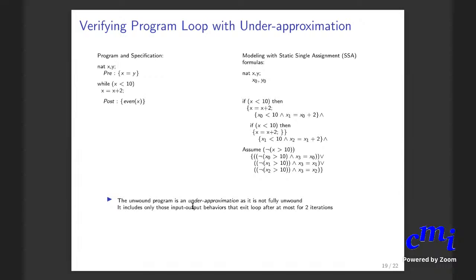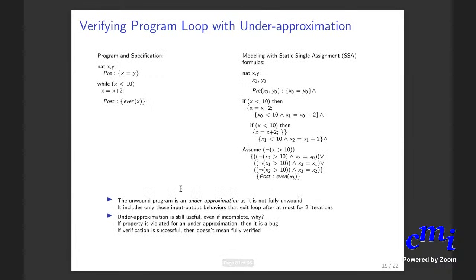Do you know what I mean by under approximation? Just like over approximation adds behaviors, under approximation excludes certain possible behaviors. In this case, those are behaviors for inputs that take more than two iterations, but it includes exactly all those behaviors for which the loop gets exited in at most two iterations.